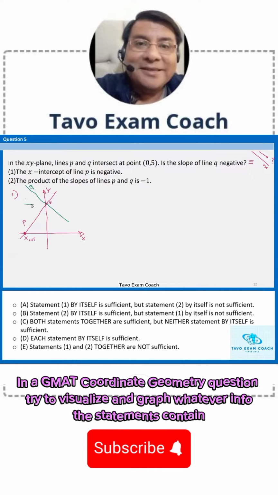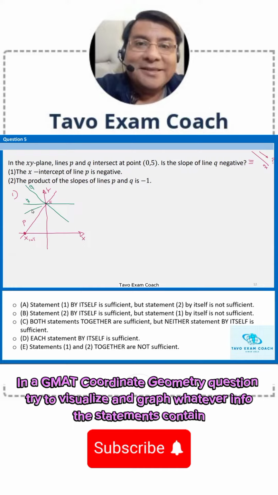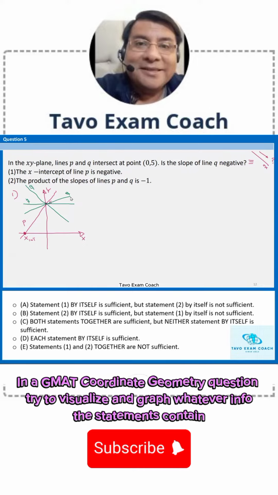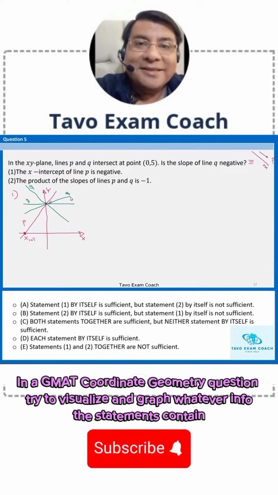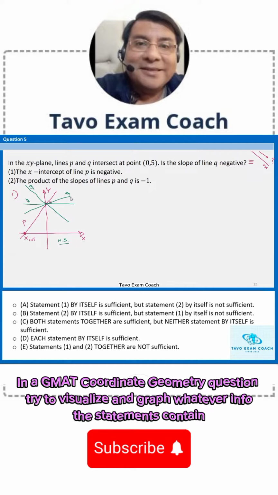It could be a line with horizontal or no slope, that is zero slope, or it could be a line with positive slope. There is nothing that prevents any of these three cases. So the slope cannot be determined. Statement 1 alone, not sufficient.